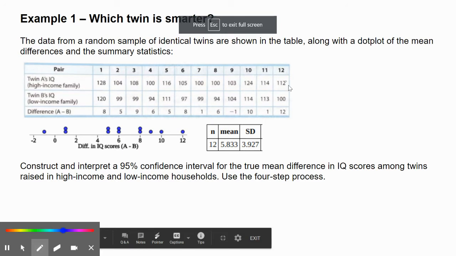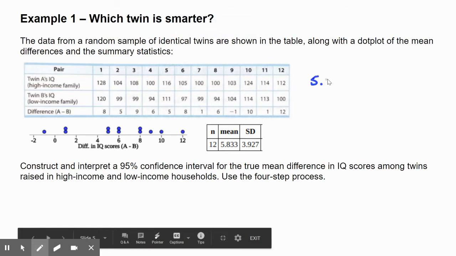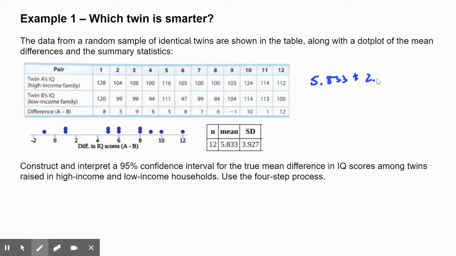So let me start my formula again. 5.833 plus or minus 2.201. I hope that's correct. Let me just double check. Okay, that is correct. Times your sample standard deviation. So this is S diff, 3.927, divided by the square root of your N diff, your 12. Okay, so when I type this in, it's going to be 5.833 plus or minus. I'm going to type all that in to get my margin of error. Let's go do that now.